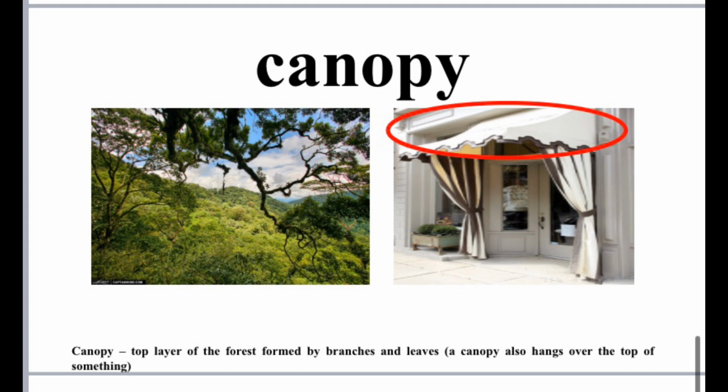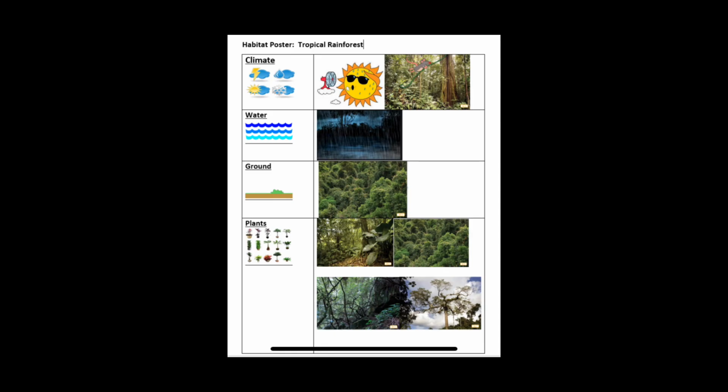All right, next one. A tent or a doormat. A tent is like a canopy. Next one. A tree's roots or a tree's branches and leaves. A tree's branches and leaves are like a canopy. Last one. I think you're going to get this one. An umbrella or rain boots. An umbrella is like a canopy. Good job. Let's review our habitat poster so we can get information for our journal.